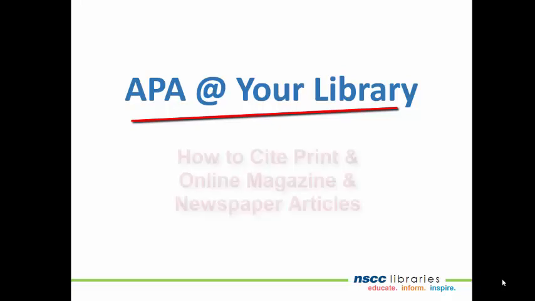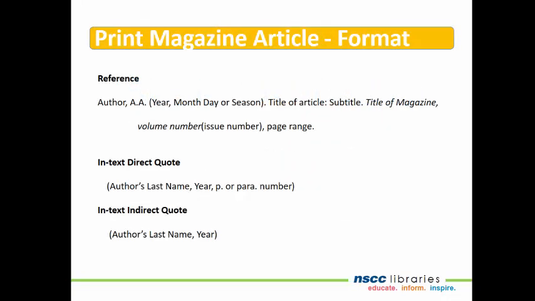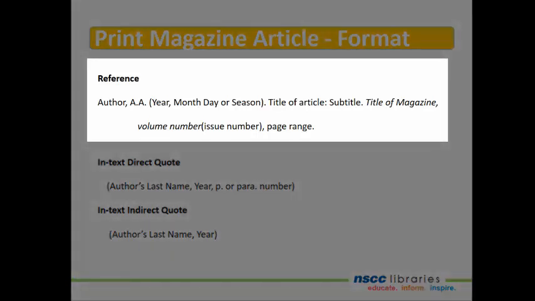In this video, we will examine how to cite print and online magazine and newspaper articles. When referencing a print magazine article, use the following format: the author's last name, followed by the initials of his or her first and middle names, followed by a period.